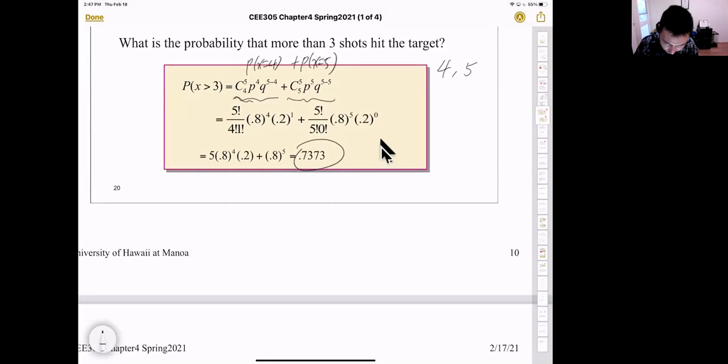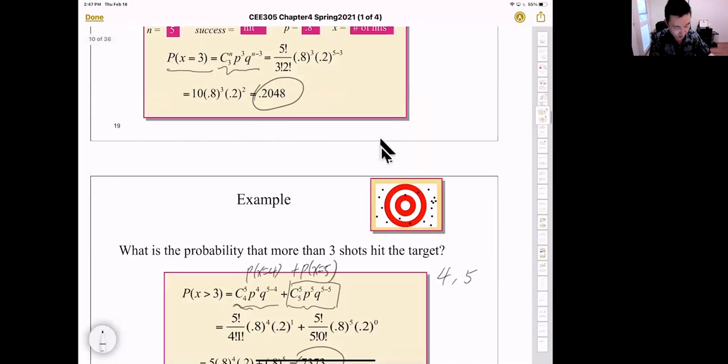You may wonder why this is a C(n, x), so P(X = x) equals C(n, x) p to the x times 1 minus p to the n minus x.